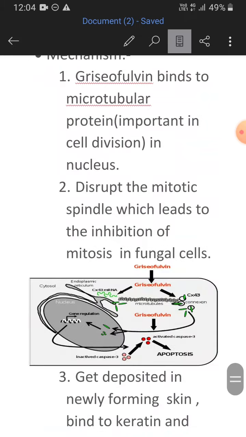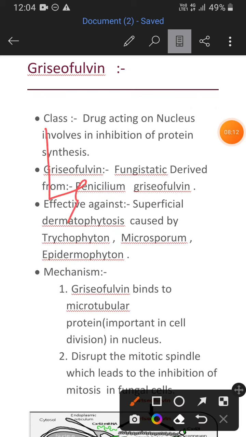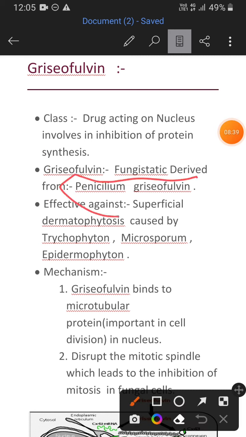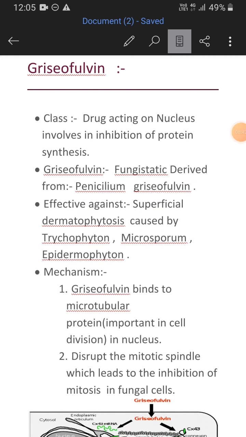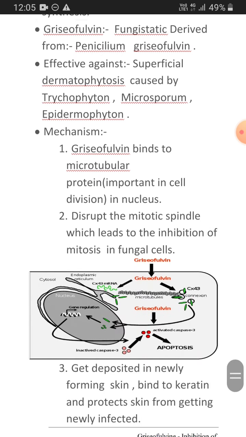So what we have learned today regarding griseofulvin. Griseofulvin is a drug that affects the nucleus. It inhibits protein synthesis. It is a fungistatic drug. Why? Because it is not involved in destroying the fungus. Instead, it focuses on just inhibiting the growth. We have derived the griseofulvin drug from Penicillium griseofulvum, and it is effective against superficial dermatophytosis caused by Trichophyton, Microsporum, and Epidermophyton. Important.